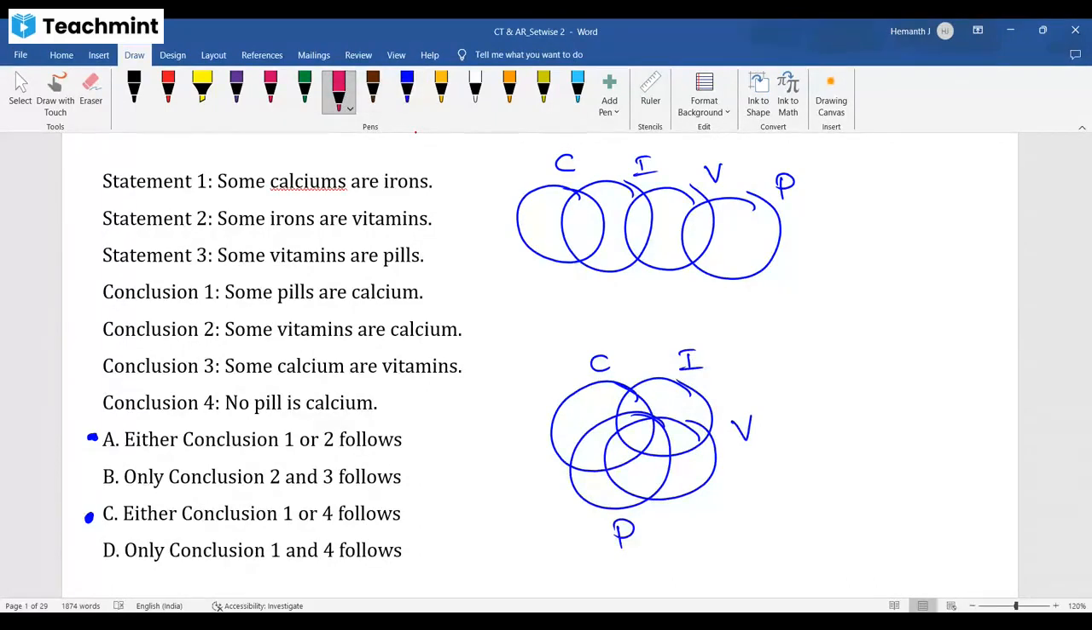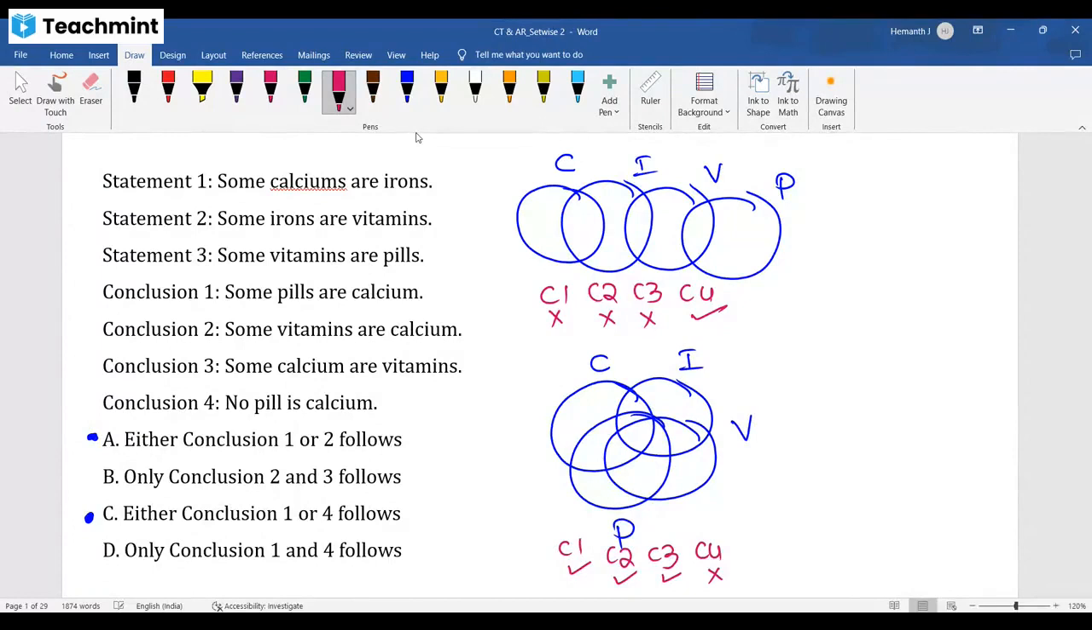You can draw many more also, but see here, first one: some pills are calcium. Pills and calcium not connected. Some vitamins are calcium, wrong. Some calciums are vitamins, wrong. No pill is calcium, correct. Pill and calcium not connected, true. Whereas here, some pills are calcium, correct. Some vitamins are calcium, correct. Some calciums are vitamin, correct. No pill is calcium, wrong.